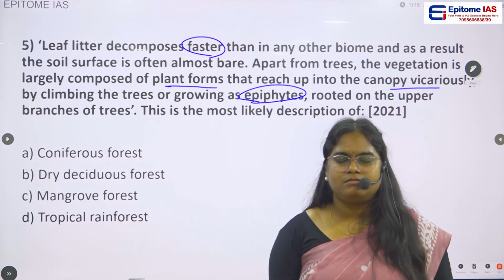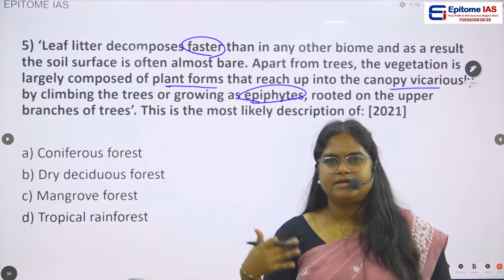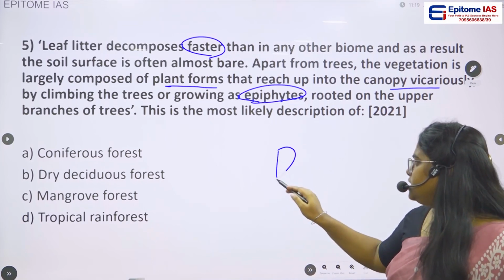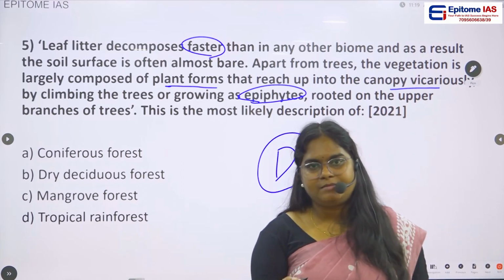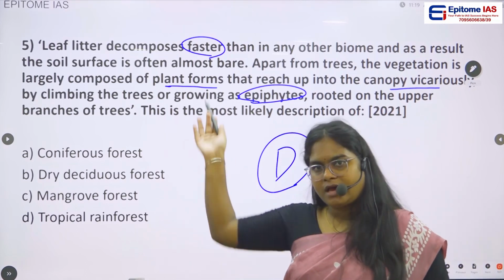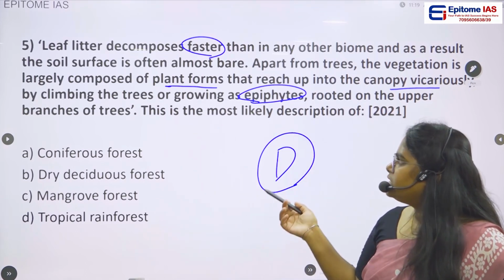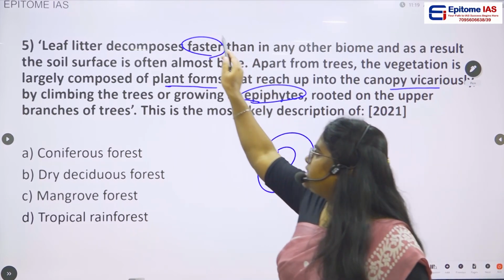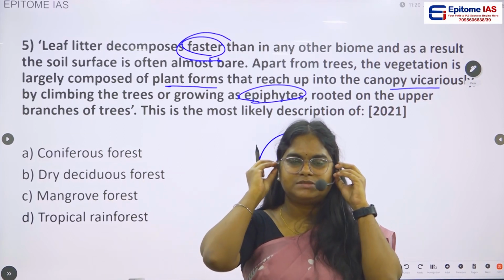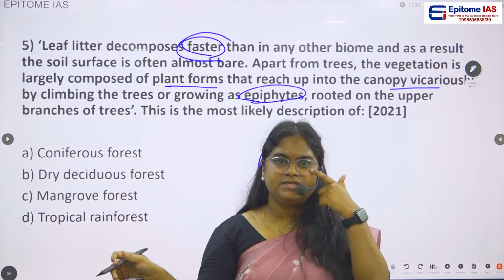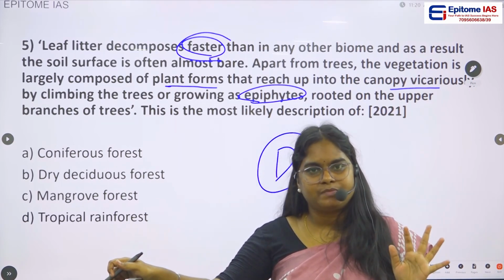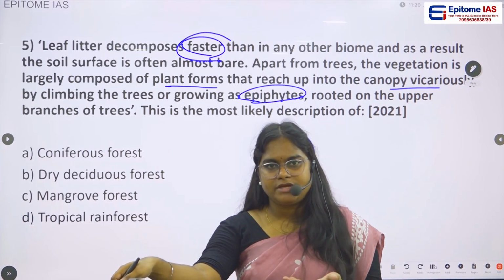If you see, this type of question comes again and again, almost every time, and they literally give some description of any particular type of climate or any particular type of forest, and they'll be asking which of these has this description. Okay. So if you see here, the leaf litter decomposes faster than in any other climate. Just now we saw in one of the previous questions in this video that the leaf litter, the dead organic matter, decomposes very fast. We saw this particular property right now in one of the questions.